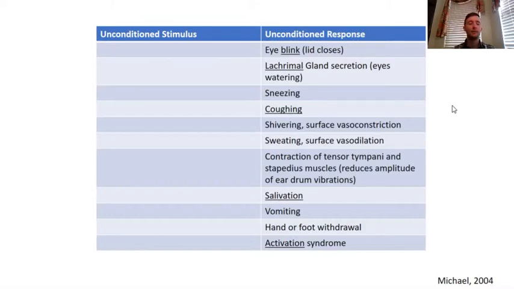So activation syndrome involves a few things, but I think what you can just focus on is that there's an increase in heart rate. You'd also have an increase in the startle response. And there are some other things going on as well, but mainly just think of the activation syndrome as an increase in heart rate, increase in a startle response. And that'll be good enough for our purposes.